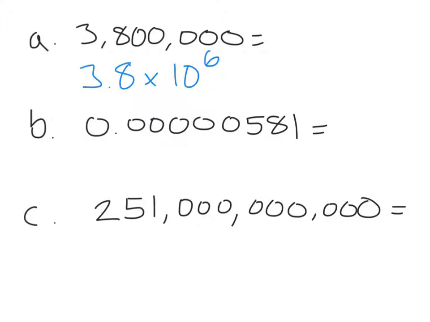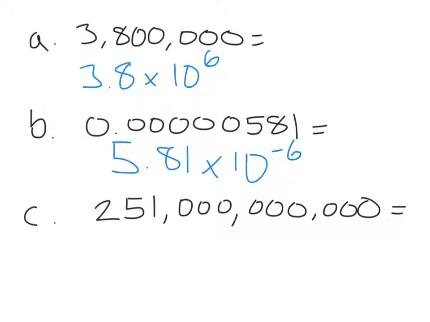Same thing with this second example. Focus on your numbers first, 581. We're going to put the decimal right here, 5.81. And now imagine the decimal is here. What do you have to do to it to get it back to where it originally was? Well, we would have to move it 1, 2, 3, 4, 5, 6 times to the left. 6 to the left means 10 to the minus 6. There it is in scientific notation.